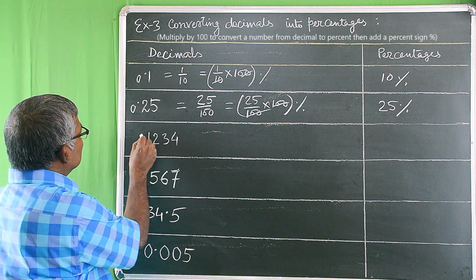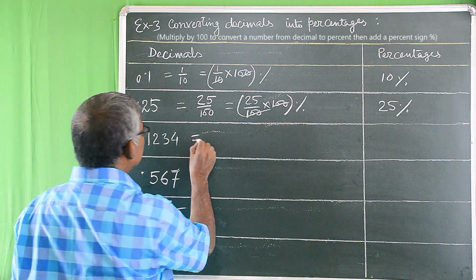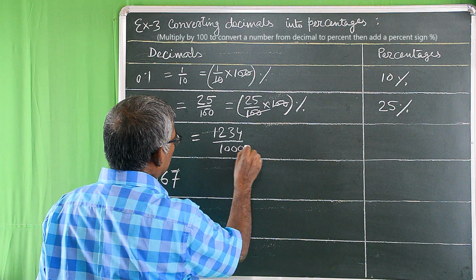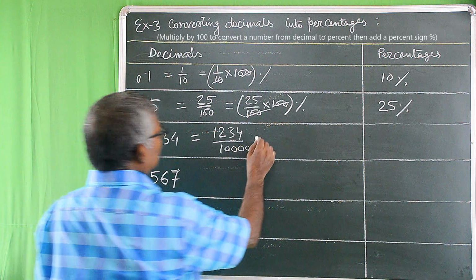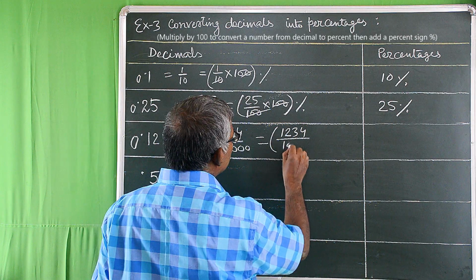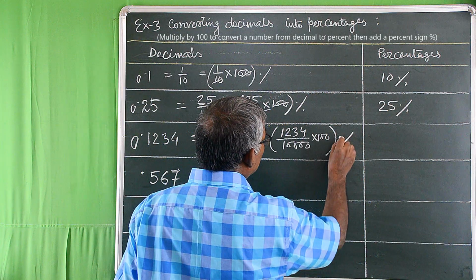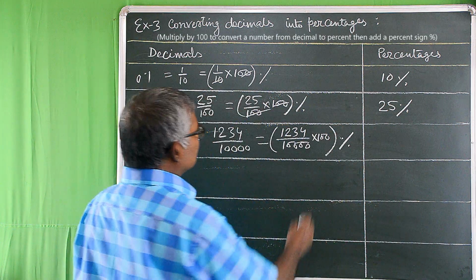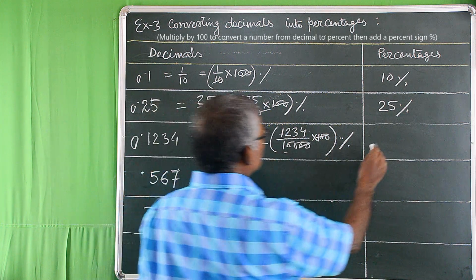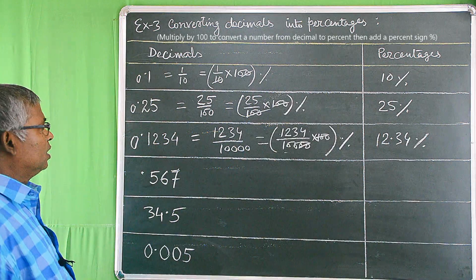Now let us consider 0.1234. So this can be written as 1234 by 10,000. This can be written as 1234 by 10,000 into 100 percent. So this can be written as 1234 by 100. So it is 12.34%.